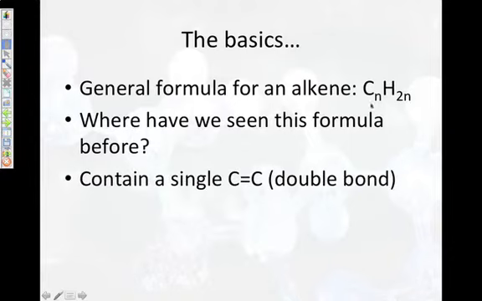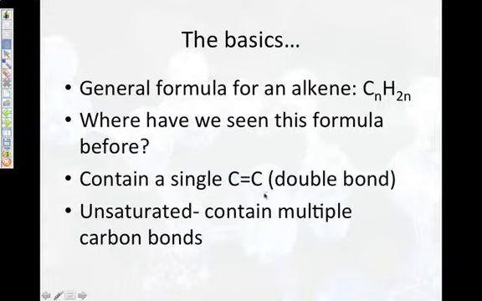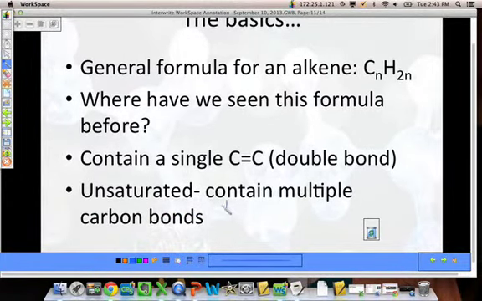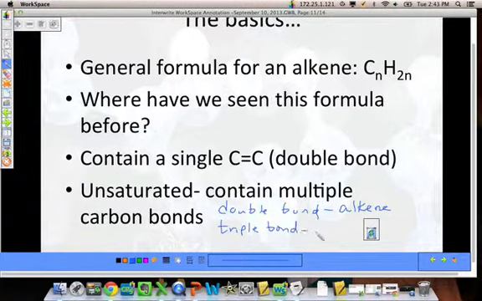The reason we have this is because we contain a single carbon-carbon double bond, which means we've lost 2 hydrogens, because we don't need those 2 hydrogens to fill out the carbon bonds, because we have that extra double bond. And we call this unsaturated. Whenever we contain a double bond, it's an alkene, or when we have a triple bond present, an alkyne.